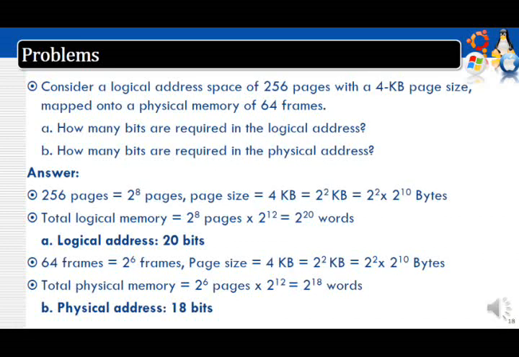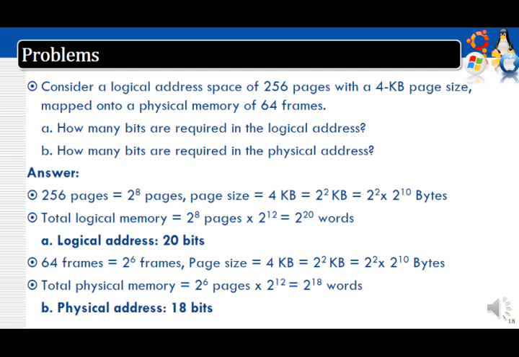We can see a second question. Again in this question it is given the total number of pages in the logical address, the size of each page, and also the total number of frames. Do the same calculation as in the previous question. In order to find the capacity, you need to multiply the number of pages by the size of each page. Here the number of pages is given as 256. 256 when represented in powers of 2 is 2 power 8.